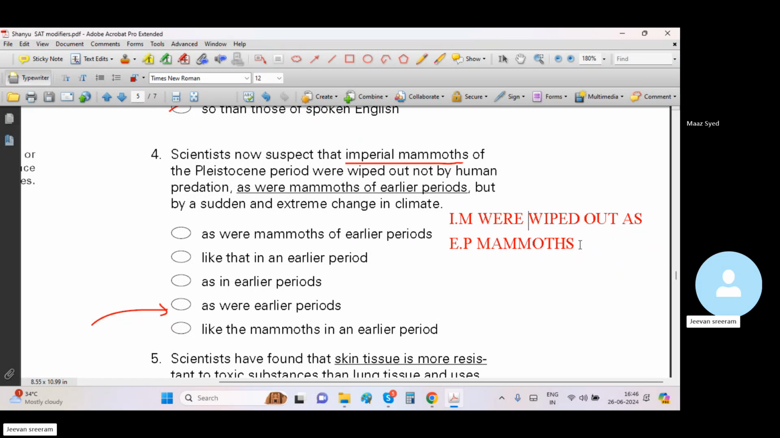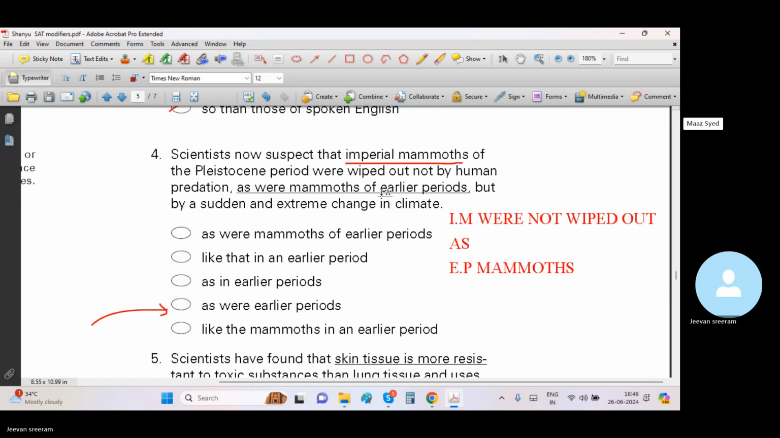Right, buddy? So please observe, imperial mammoths of the Pleistocene period were not wiped out by human predation as were mammoths of earlier periods. They were not wiped out like earlier period mammoths were. Do you think imperial mammoths and earlier period mammoths were wiped out in the same manner? No.